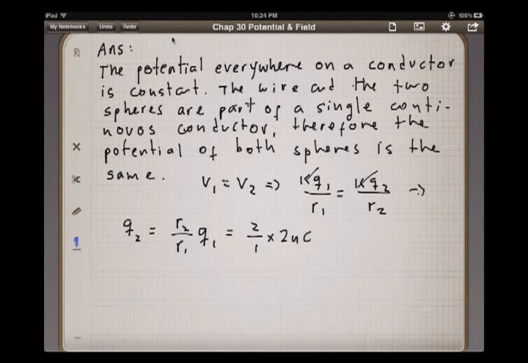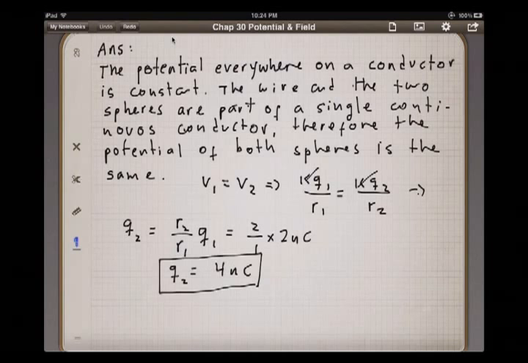So placing the numbers, radius number 2 is 2 centimeters, radius number 1 is 1 centimeter, the charge of sphere 1 is 2 nanocoulombs. That gives you 4 nanocoulombs for the charge on sphere number 2. So the sphere with the biggest radius will have to have the biggest charge to compensate, since Q1 over R1 should be equal to Q2 over R2. Otherwise, they wouldn't have the same potential. And the system would not be in equilibrium if the two potentials were different.